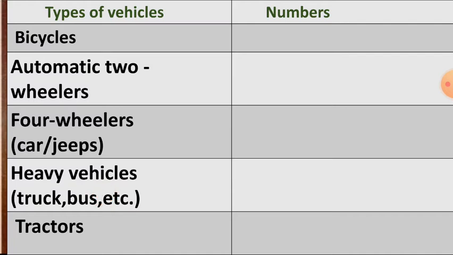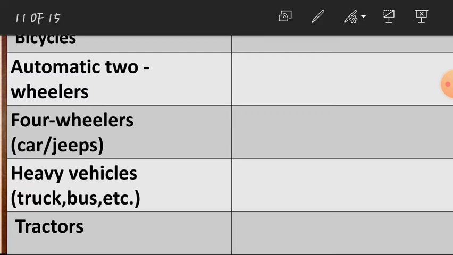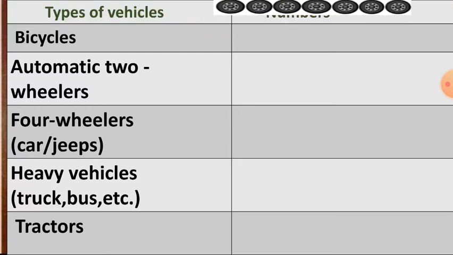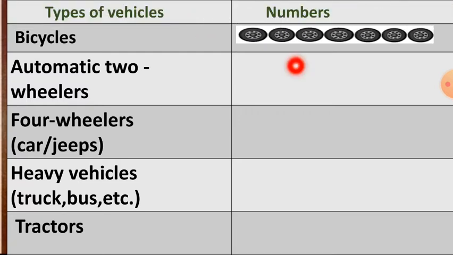Now how many bicycles were there? 84. So we cannot draw the 84 bicycles, or you can say 84 wheels. So what number did we take as the scale? One picture is equal to 12 wheels. Now in the 12 table, 84 comes at what time? 7 times. So here we will draw 7 images of wheels. See, 1, 2, 3, 4, 5, 6 and 7.